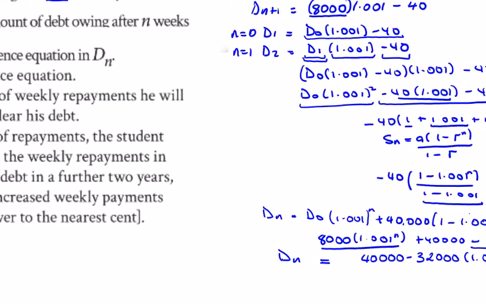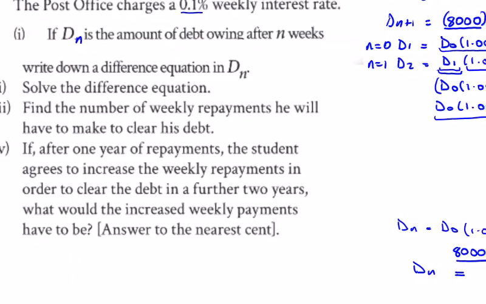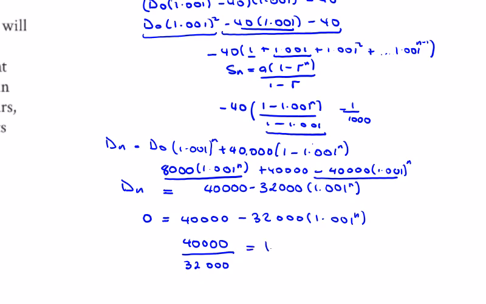What are we asked to do in this case? Number of weekly repayments to clear his debt. Okay, so when does he owe nothing? When he owes nothing is when we bring 32,000 to the left and leave 40,000 on the right. We'll write it out in log form first. We're looking for n. So we will have 40,000 divided by 32,000 will be equal to 1.001 to the power of n.